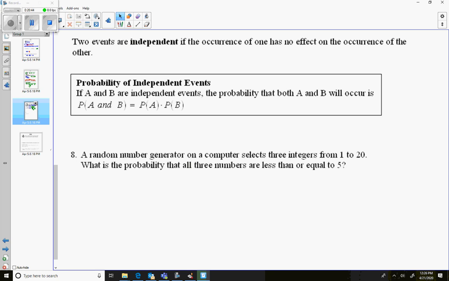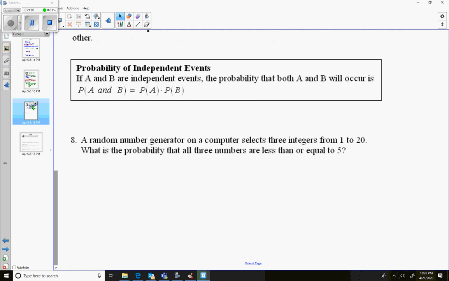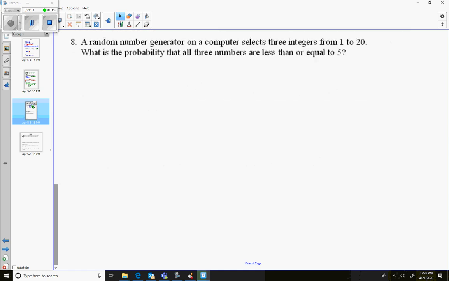All right, so what is the probability of independent events? If A and B are independent events, the probability that both A and B will occur: so there are 2 independent events, but I want A and I want B to happen. You simply do the probability of A, you do the probability of B, and you multiply. So looking at our example here, number 8. A random number generator on a computer selects 3 integers from 1 to 20. What is the probability that all 3 numbers are less than or equal to 5?